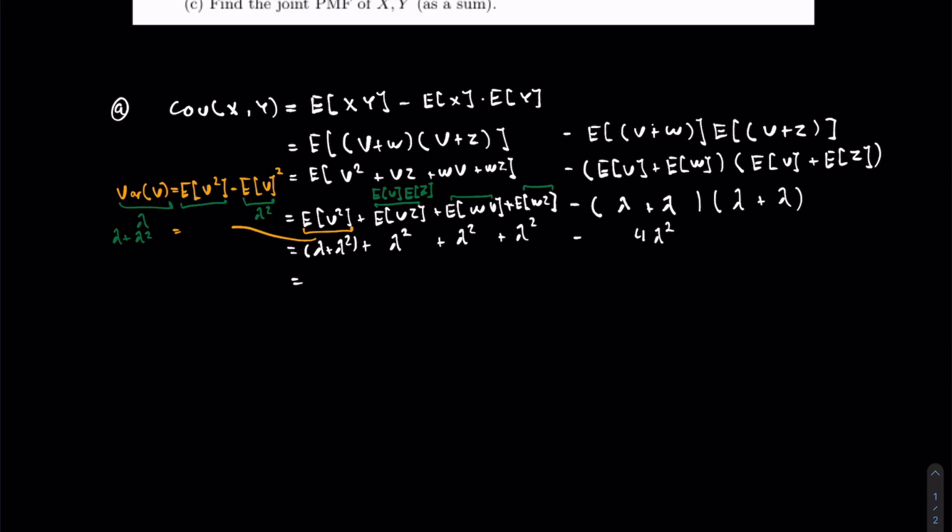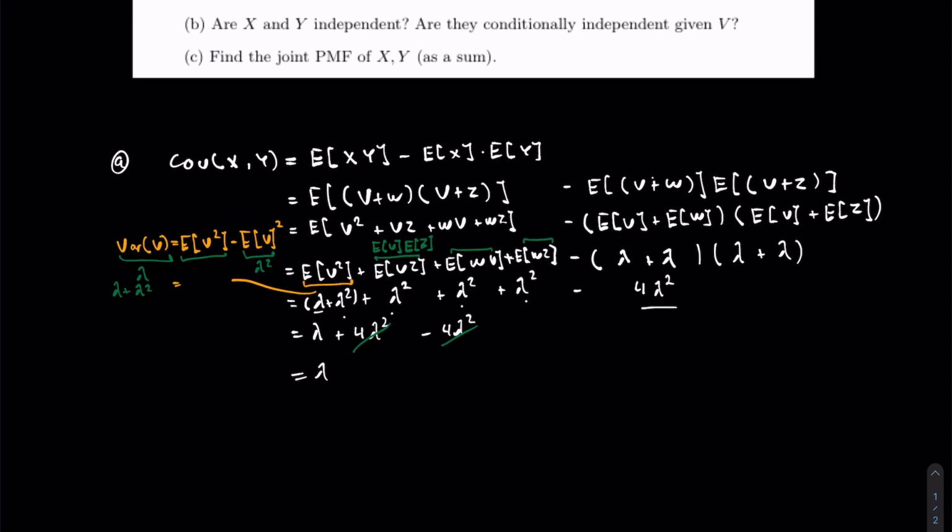And then just add up the terms. We have lambda, open up the parentheses, that's lambda. We have now 1, 2, 3, 4 lambda squares, so that's plus 4 lambda squared. And then we have the minus 4 lambda squared you just calculated here. These terms cancel, so the final thing is just lambda.